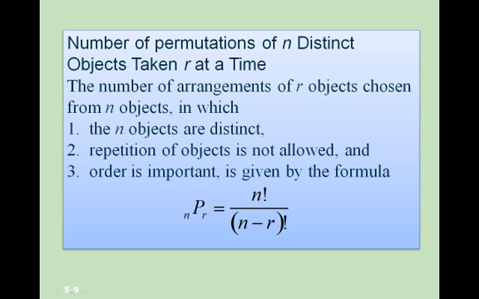So our number of permutations of n distinct objects taken R at a time. The number of arrangements of our R objects chosen from n objects in which 1. The n objects are distinct, 2. Repetition of objects is not allowed, and 3. The order is important. And that's the key here with permutations, that order definitely matters. It's given by this formula. nPr is equal to n factorial divided by n minus r factorial.